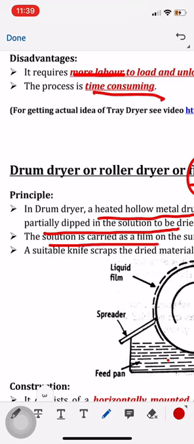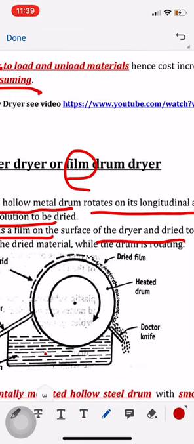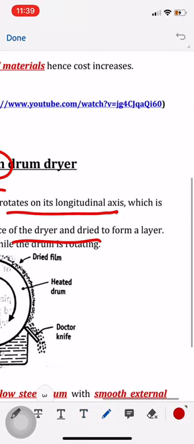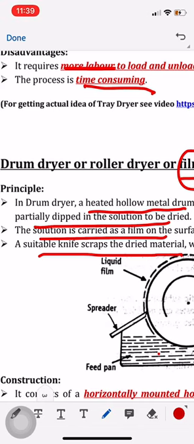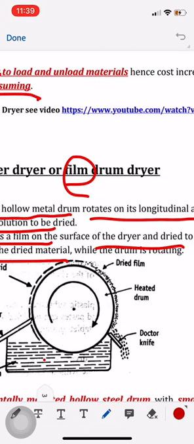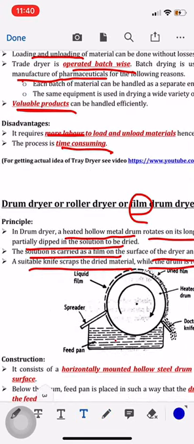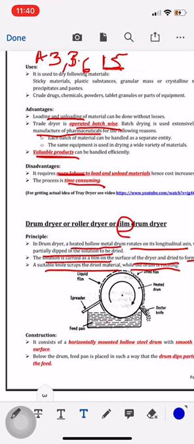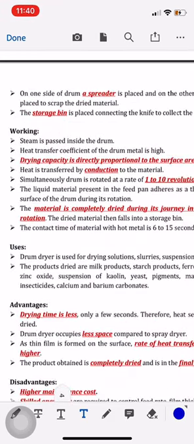The solution is carried as a film on the surface of the dryer and dried to form a layer. A suitable knife scrapes the dried material while the drum is rotating. Easy? It is very easy, right? So I'm not going into detailed construction. I've already explained to you. I'm not going into working also. It is also very easy.